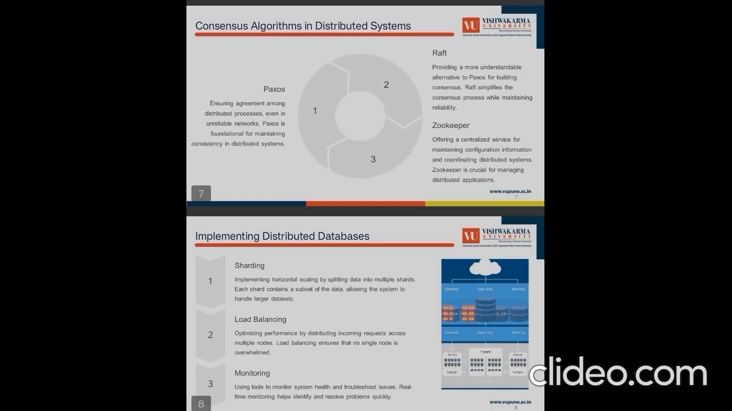Then we have load balancing. The load balancers spread incoming requests across multiple servers. This prevents any single server from being overloaded and keeps the system running smoothly.